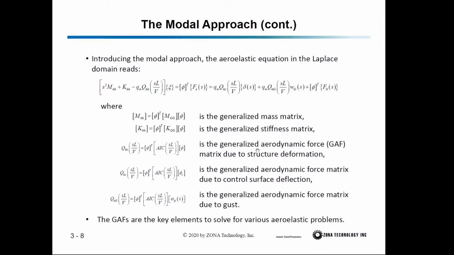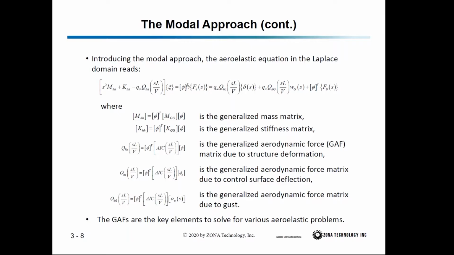QHH is the generalized aerodynamic force, GAF, matrix due to structural deformation, which is the AIC matrix pre and post multiplied by the modal matrix. QHC is the GAF due to control surface deflection, which is AIC times the control surface kinematic mode, pre-multiplied by the transpose of the modal matrix. And QHG is the GAF due to gust, which is AIC times the gust-induced angle of attack, then pre-multiplied by the modal matrix transpose.